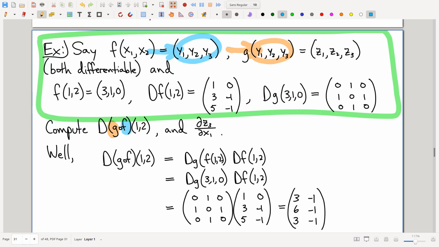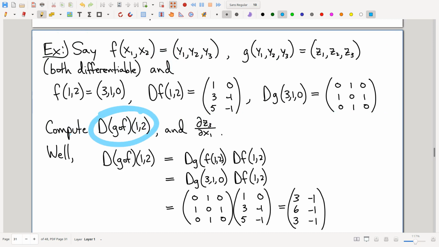Okay, so what are we going to do here? The question asks actually two things. The question is asking first to find this derivative matrix. We're going to focus on that part first. Secondly, it asks to compute a specific partial derivative. We'll come back to that.